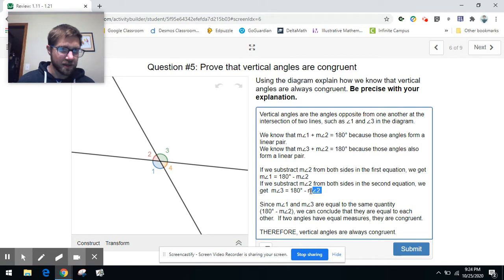Well, that's the same thing on the right-hand side. That's the same thing in both of those. So if 1 and 3 are equal to the same quantity, then the argument goes they should be equal to each other as well. That's the transitive property of equality. And if that's true, then that means that vertical angles are congruent all the time, which is nice.